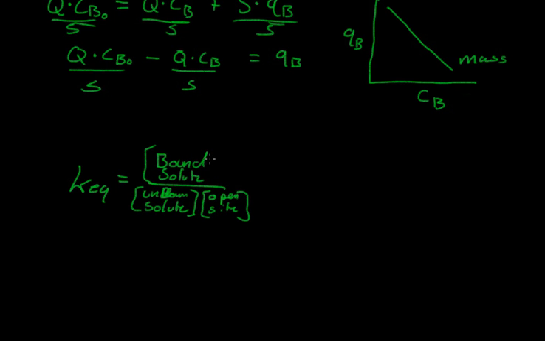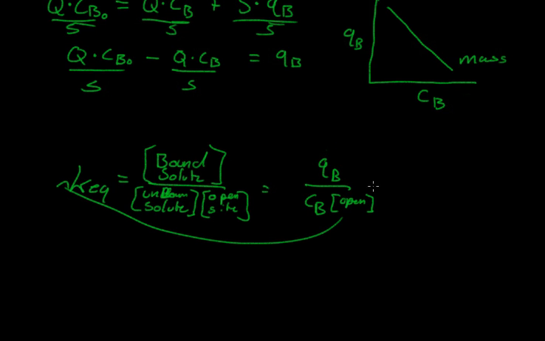And we actually know what these are. We know that it's actually qb over Cb with the open sites. And we're going to assume that the open sites are always open. There's just a ton of them. So we're actually just going to move that over here and then call qb over Cb equal to K, and then we get an equation where qb is equal to K Cb.